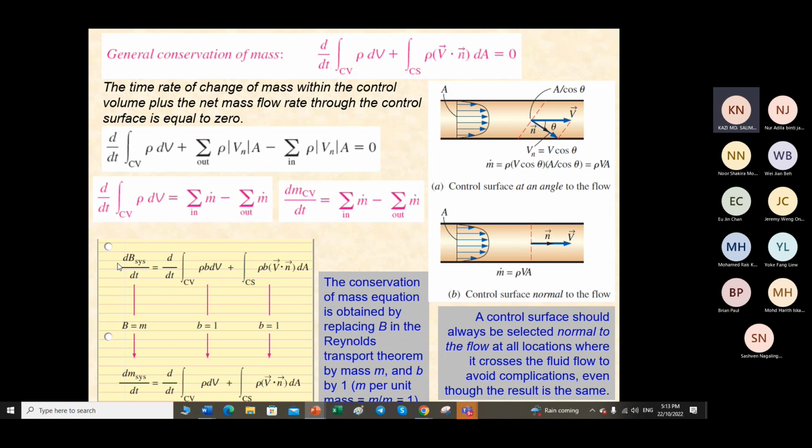If we use this Reynolds transport equation, dB by dt represents d/dt of the integral of rho b dV plus the integral of rho b V dot n dA. If we consider b equal to 1 and B equal to m, then it can be represented as dm system by dt, which is equal to this.